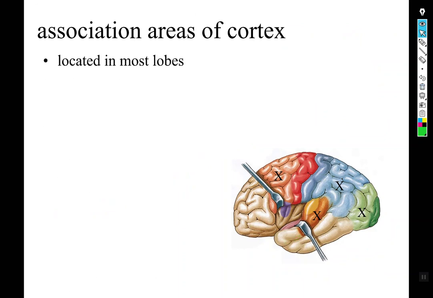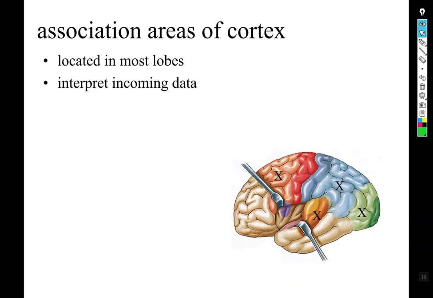So the association areas of the cortex are these lighter colored regions that are next to the primary area. So primary areas are in darker colors, association areas are in lighter colors. These are located in most lobes. Let's talk generally about what they do.